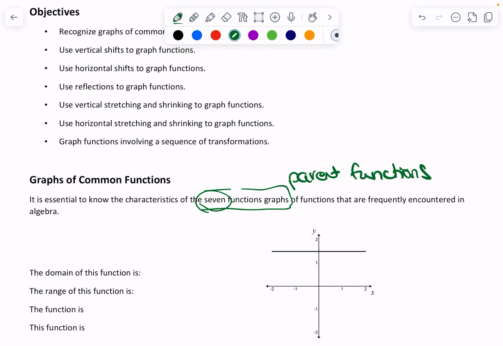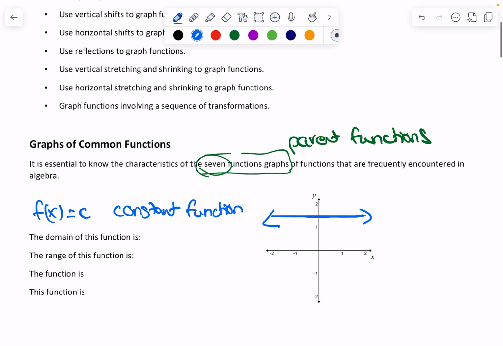So our first function is going to be f of x equals c, which is the constant function. Here's the graph of the constant function. And the domain of this function, if you look at it, it keeps going and going in both directions, in the domain, so x values. So the domain of this function is negative infinity to infinity.